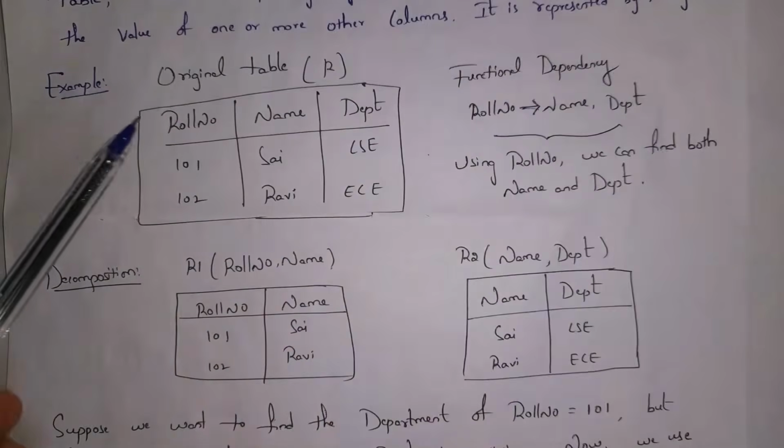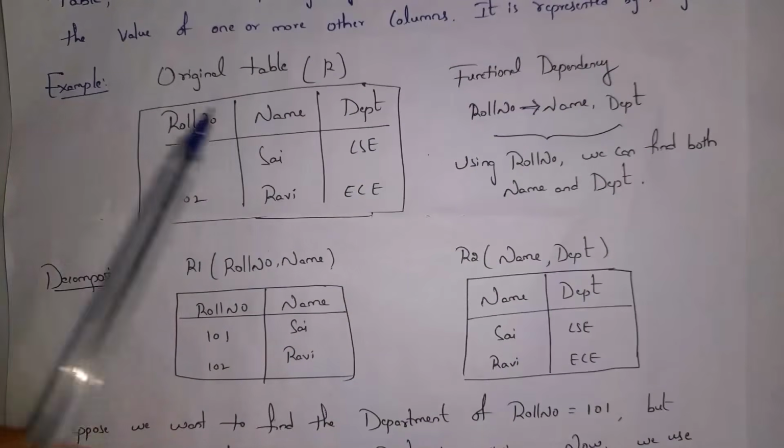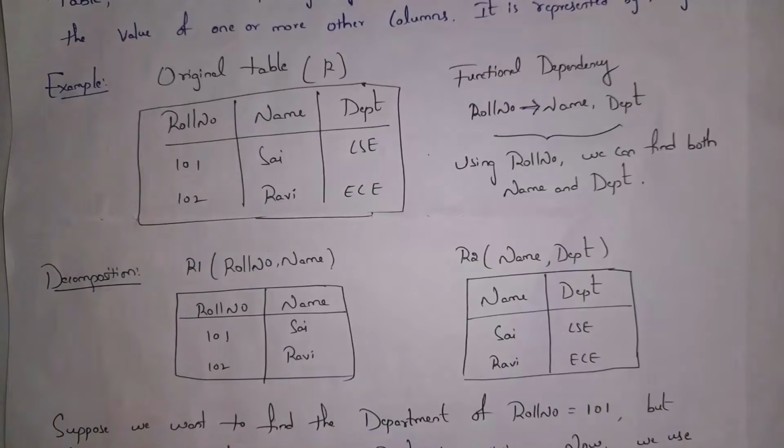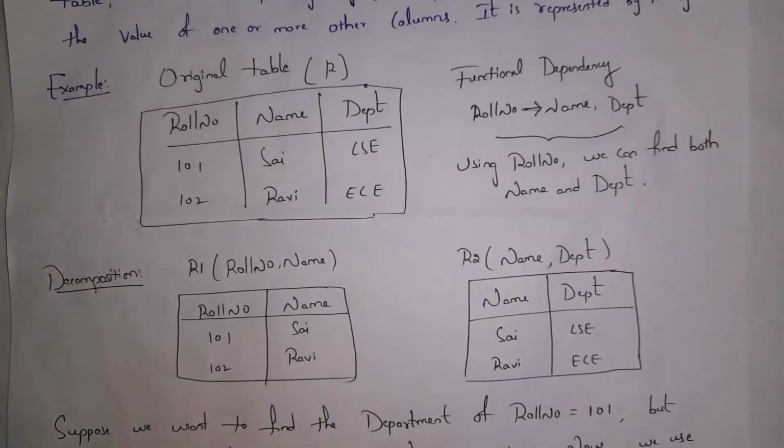I will decompose this original table into two parts: roll number, name and name, department. So at first the roll number and name columns, and next the name and department columns. For example, this is R1 and this is R2. After performing decomposition, I got one task: I want to find the department of the person whose roll number is 101. Here there is a roll number column and a name column, but there is no department column. After decomposition, the department column is removed.